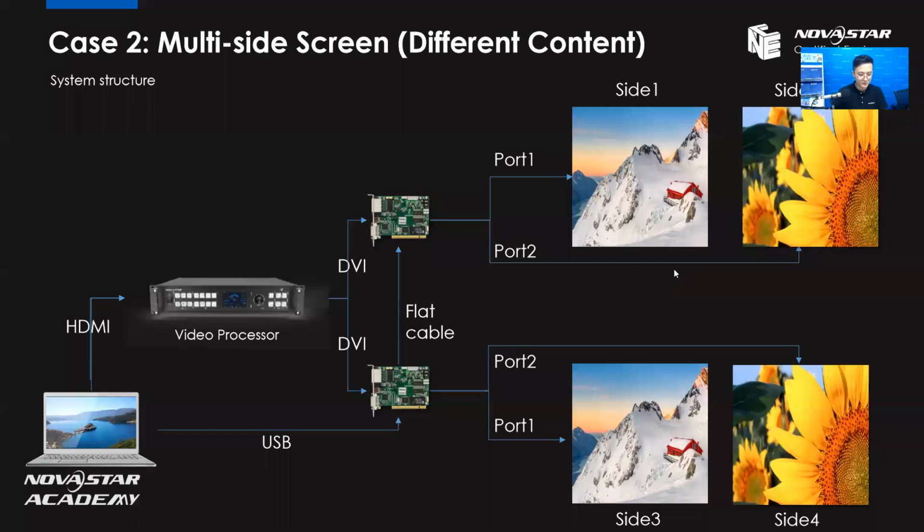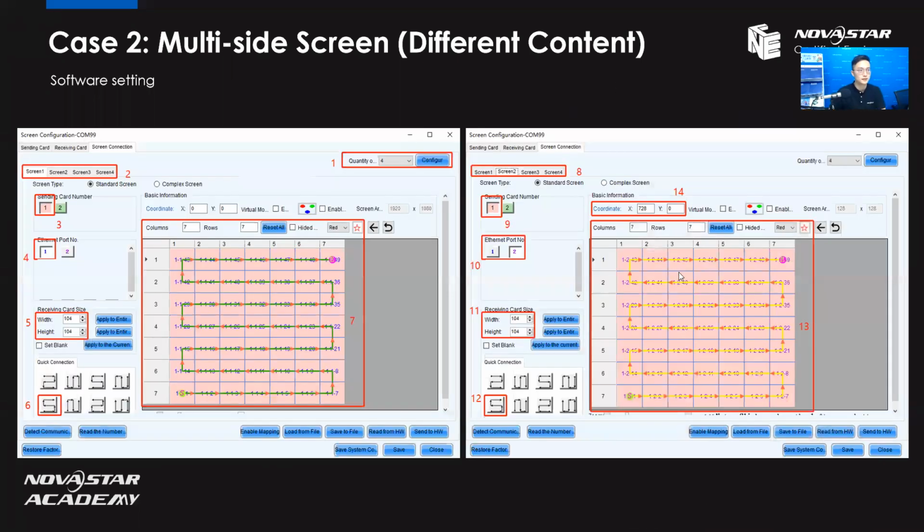Let's see more details about how to set it up in the NOVA LCT software. You need to know that we are doing 4 screens, so now the quantity of screens is 4, not 2. I set the quantity to 4 and click configure, and you will see screens 1, 2, 3, and 4 pop up here. Next, we need to configure the screens one by one.